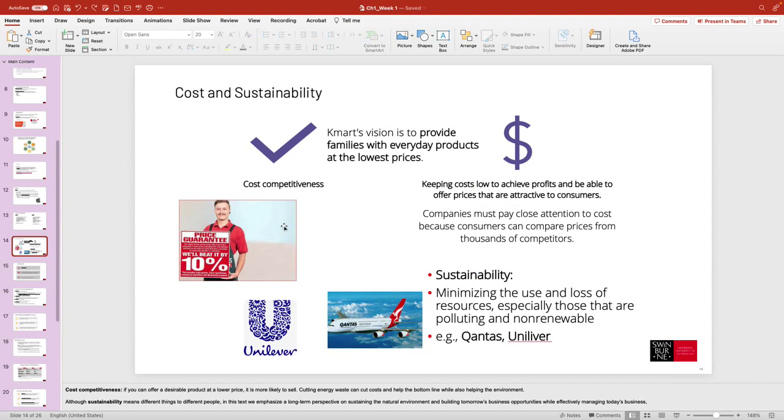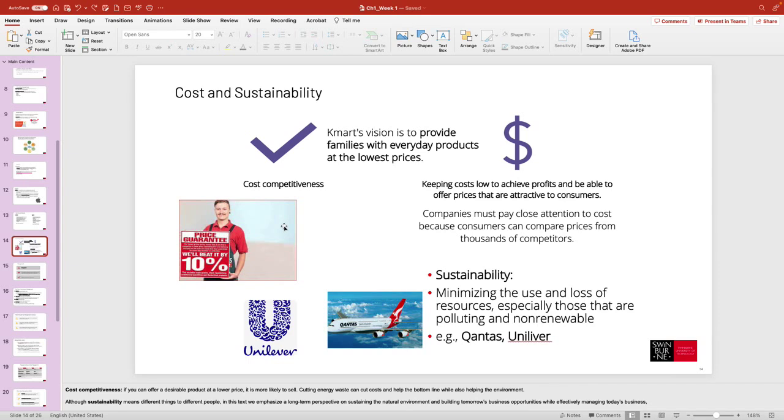The last of the sources of competitive advantage, we look at cost and sustainability. I'll give you an example here. As you can see, Bunnings always offers a price guarantee, and also Kmart's vision is to provide families with everyday products at the lowest prices. So that is how they compete in the market, cost competitiveness, right? And also, guys, I guess you're a generation as well, and that is the trend of the world today, to look at the sustainability element. I'm sorry about the typo here, Unilever.